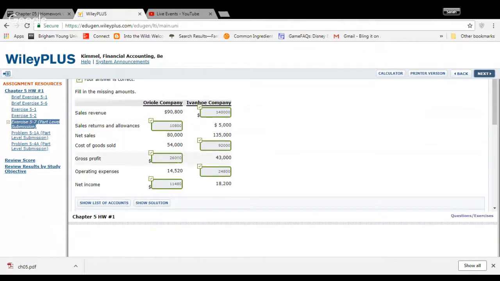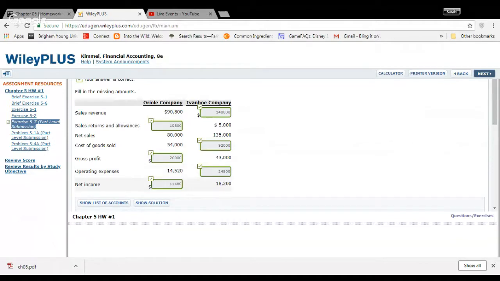The gross profit is, goodness, I blanked. Sorry. No, so gross profit is the difference between the cost of goods sold, so the 54,000, and the 14,520, and that turns out to be 26,000 for your gross profit.